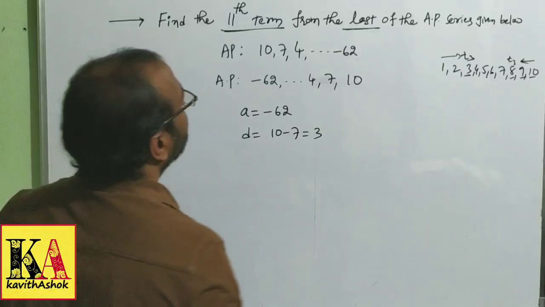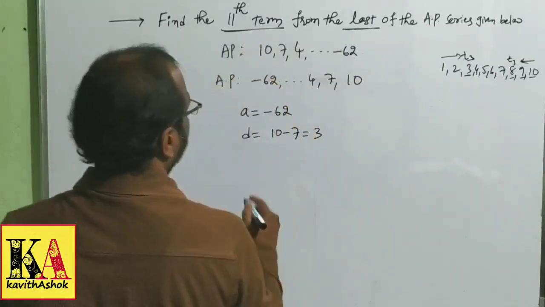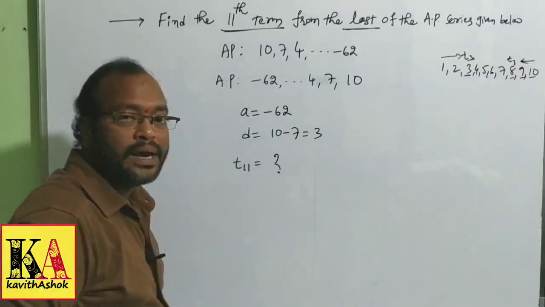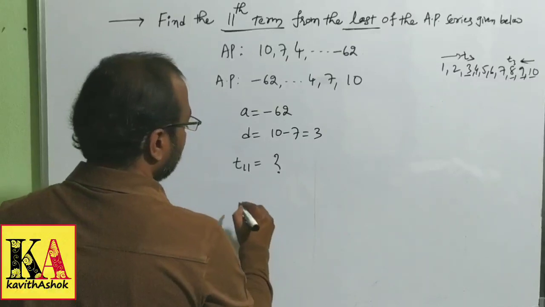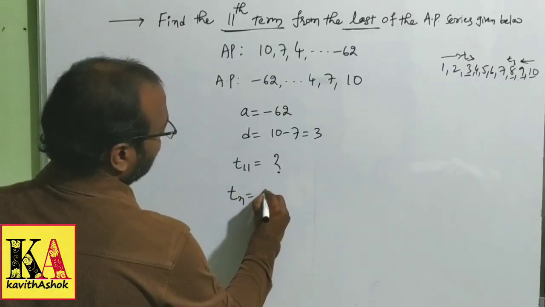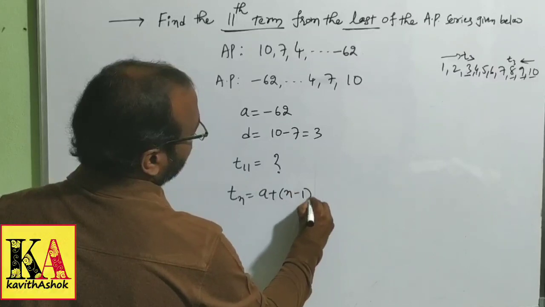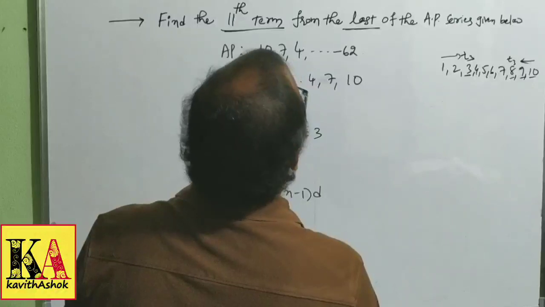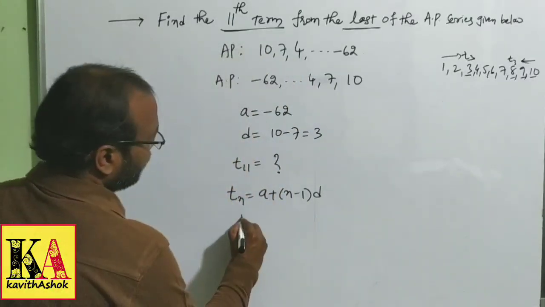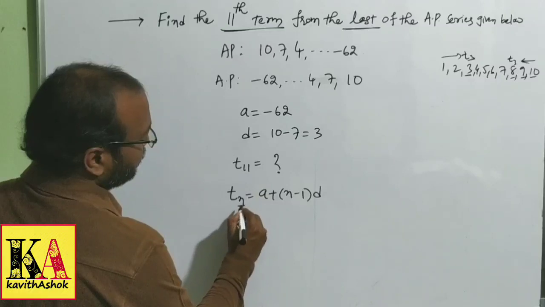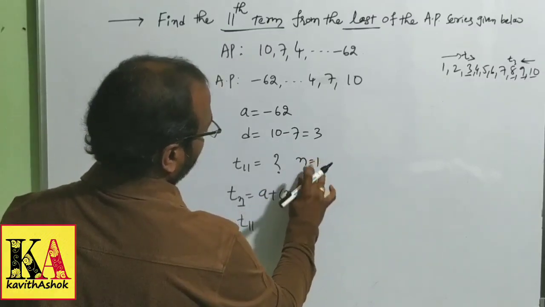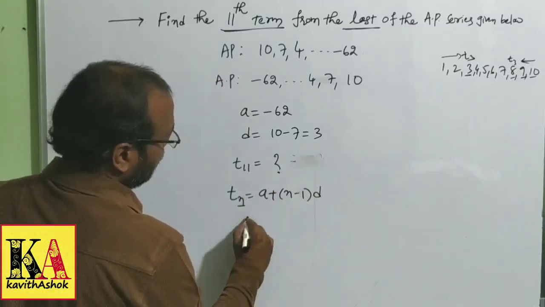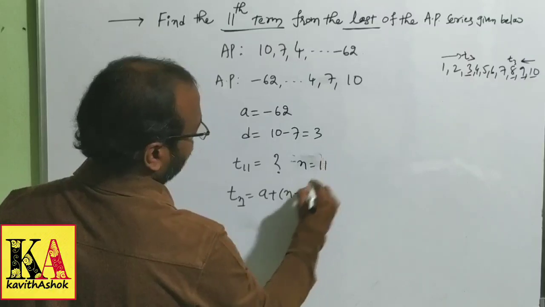A is minus 62, D is 3. Next, which term do we want? The 11th term, T11. So A and D, two parameters, are there, and easily we can calculate. Tn is equal to A plus n minus 1 into D. We want the 11th term, so n is equal to 11.